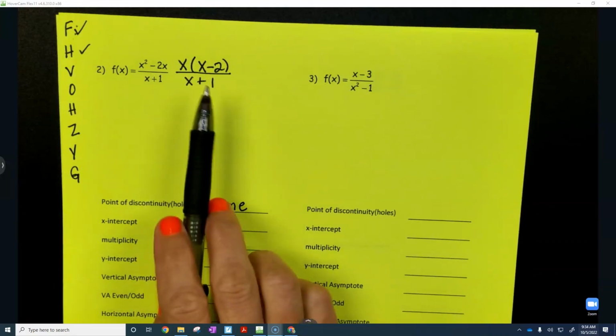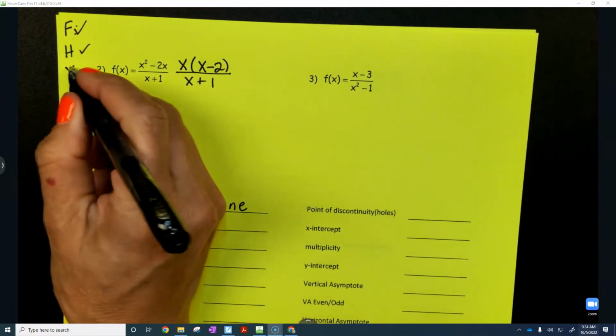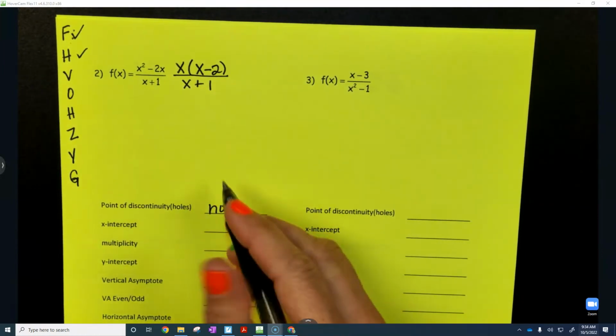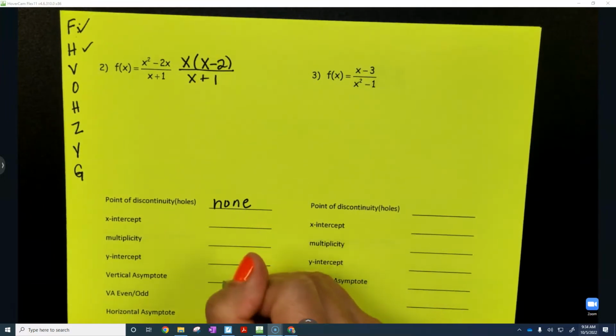All right, so we factored that. Nothing cancels out, so there's no holes. Let's talk about your vertical asymptotes. Remember, that looks like a down arrow, so you go below the fraction bar. So I know x cannot equal -1. That is the vertical asymptote. So let's write x equals -1.